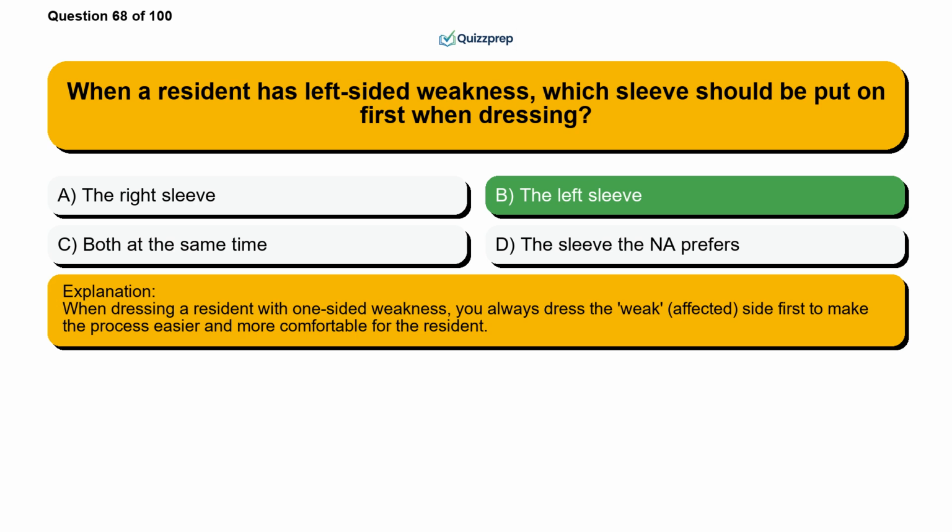When dressing a resident with one-sided weakness, you always dress the weak, affected, side first to make the process easier and more comfortable for the resident.